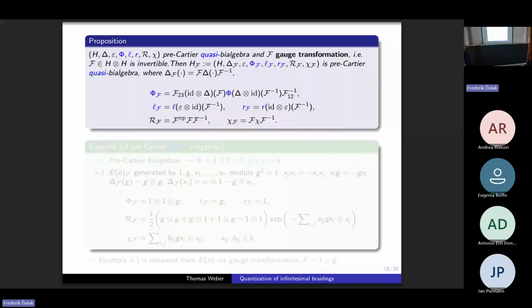For example, your coproduct is like you have F inverse, and so on, we're mixing this up. You are twisting the associator using the failure of the 2-cocycle property. You are twisting the unitors using the failure of F being normalized, twisting R and F, and you get another pre-Cartier quasi-bialgebra. This is just a way to create more examples.